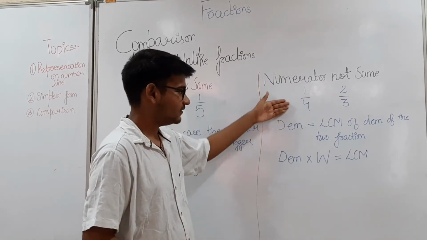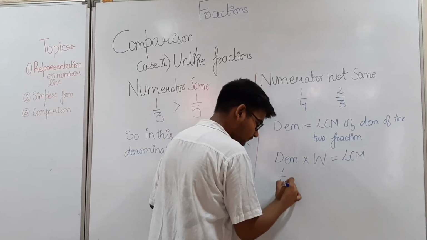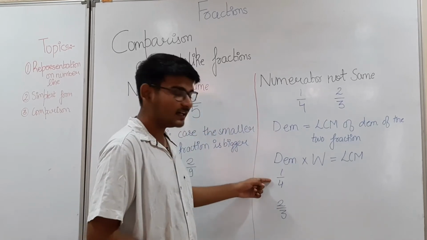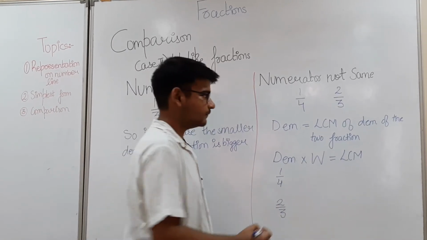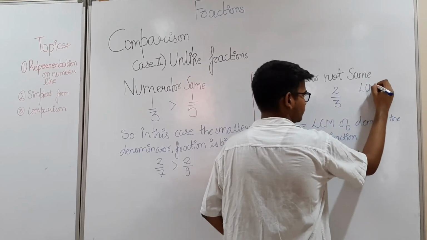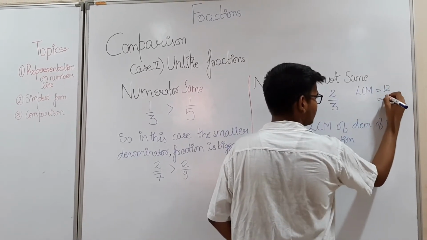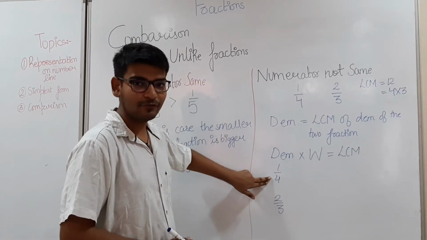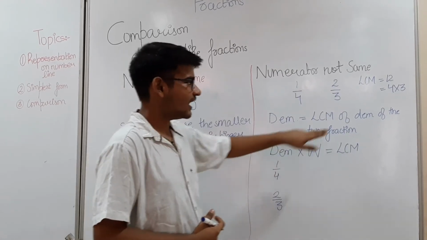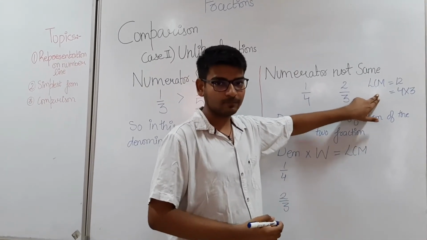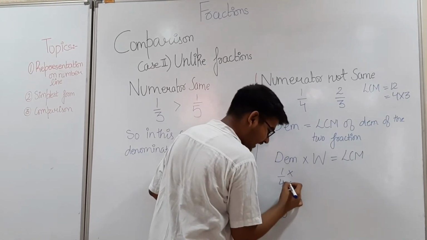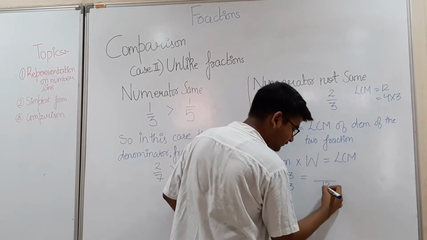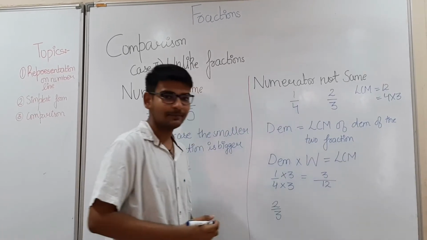So in this case, our first fraction is 1 by 4 and our second fraction is 2 by 3. So we know that the LCM of 4 and 3 is 12. So the LCM here is equal to 12, that is 4 into 3. So now we have to convert 1 by 4 into some other fraction which has the denominator as 12. So we will multiply and divide the same fraction with 3 to get the denominator as 12. So it will be 3 by 12.